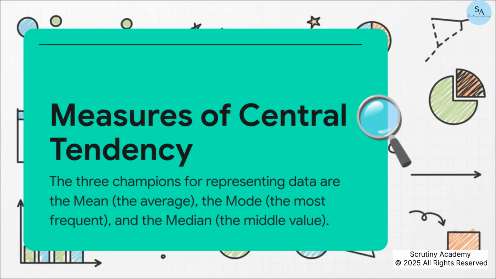We've got the mean, which is just the average, the mode, which is the most popular value, and the median, which is the one smack dab in the middle. We're going to tackle them one by one, and first up is the one you probably already know, the mean.